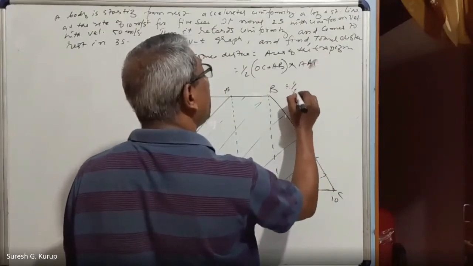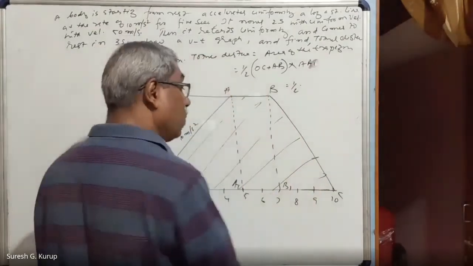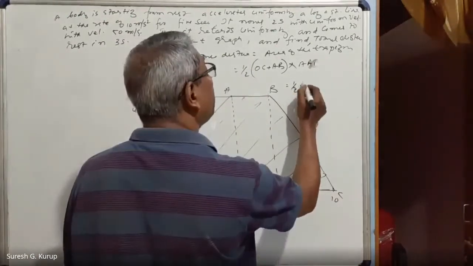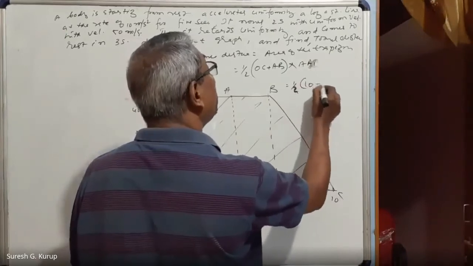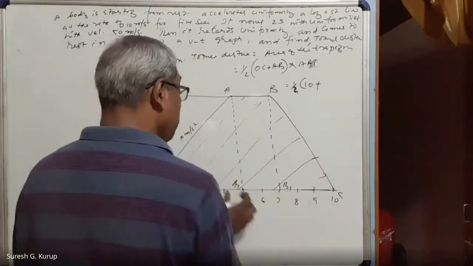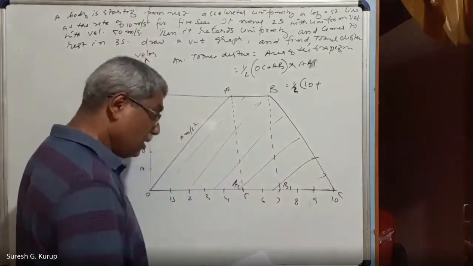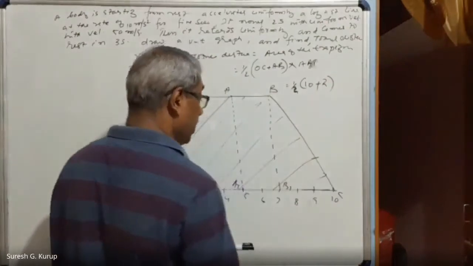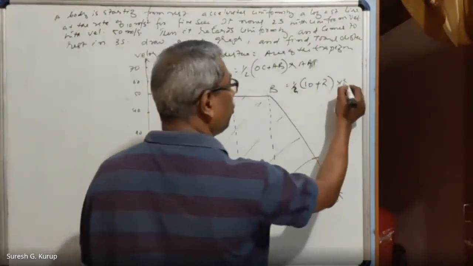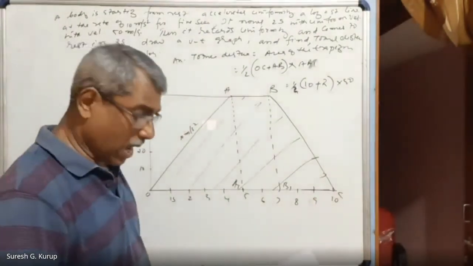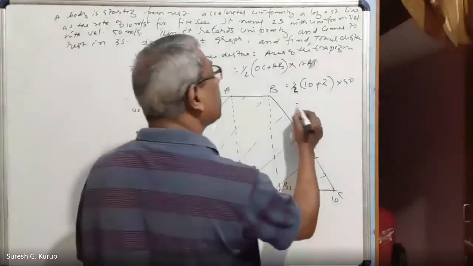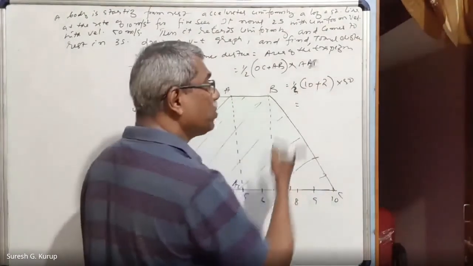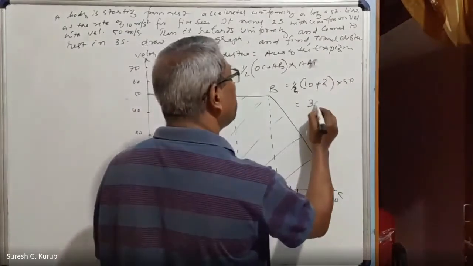Therefore, this is equal to half into (OC plus AB) into AA1. OC is 10, AB is 7 minus 5, which is 2, and AA1 is 50. Calculating this, 10 plus 2 is 12, 12 divided by 2 is 6, and 6 into 50 is equal to 300 meters.